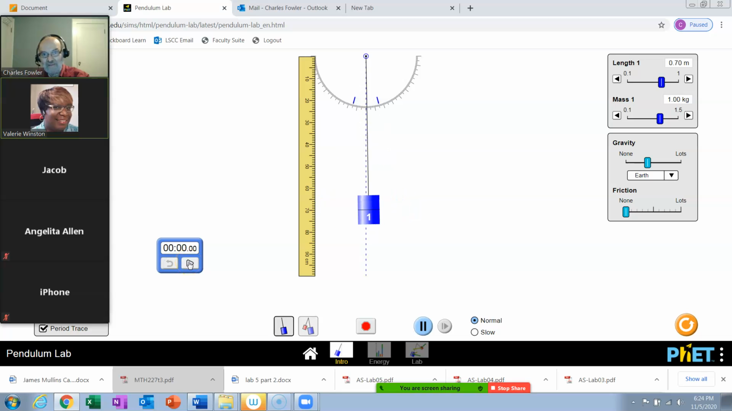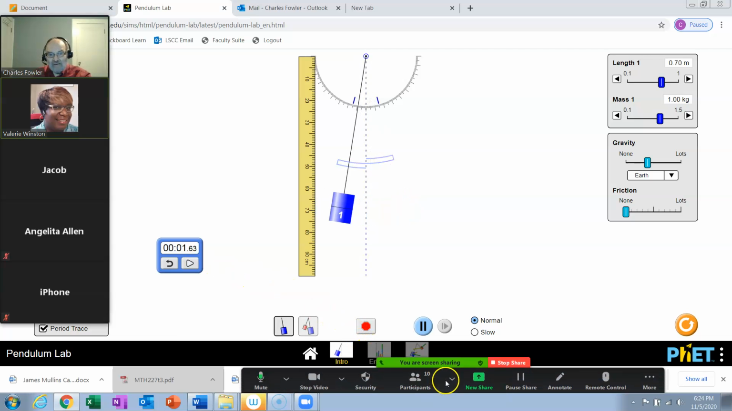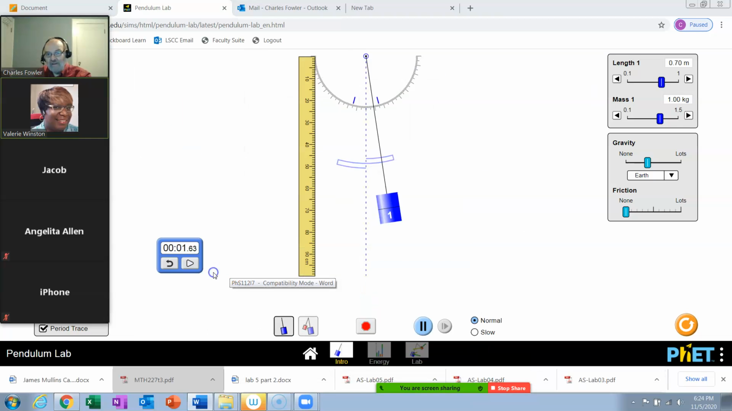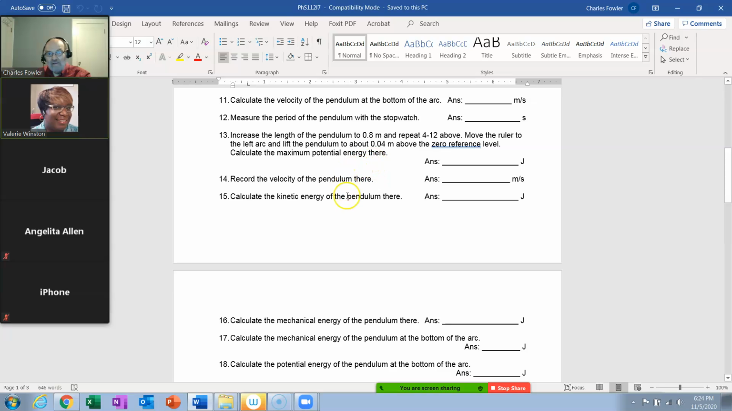Okay. Start, stop. 1.63. That is the middle value, isn't it? So let's say 1.63 seconds. Okay. So that's what we'll do for our measure the period of the pendulum with the stopwatch. And we got, what do we say, 1.63 seconds?